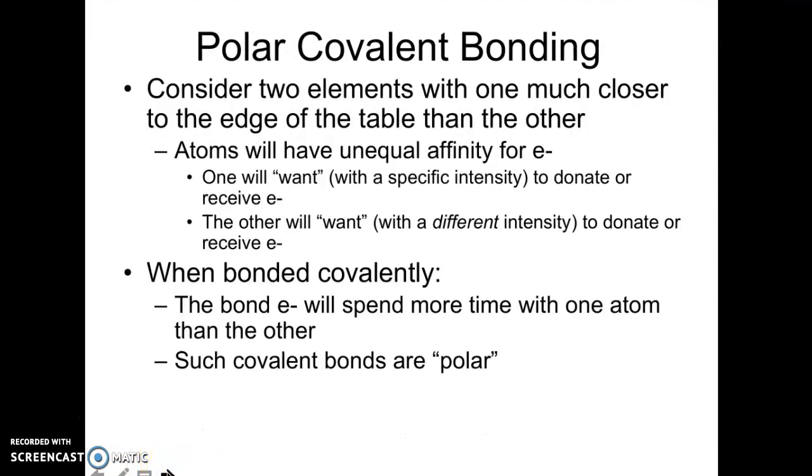However, the opposite of that is a polar covalent bond. This is considered to be two elements that are much closer to the edges of the table than they are to one another. Here the atoms have an unequal affinity for an electron. One will want to donate or receive with a specific intensity, and the other will want a different intensity for the donation or the receiving. So the electron usually spends more time with one of the atoms than the other, and therefore we refer to these as polar. Water is a really great example of this.